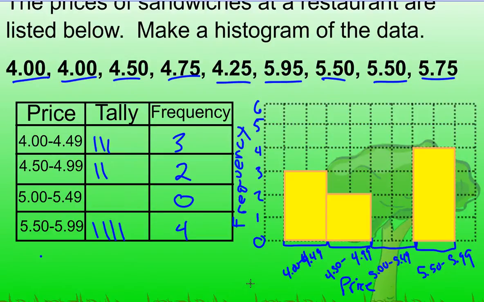That histogram, again, is a picture of the frequency table. And the frequency table is there to show how often the prices of those sandwiches happen. How many sandwiches are in the $4 to $4.99 range? How many sandwiches are between $5 and $5.49? How many sandwiches are between $5.50 and $5.99? That's what the frequency table is showing, and that's what the histogram is showing. So we did a practice of that.